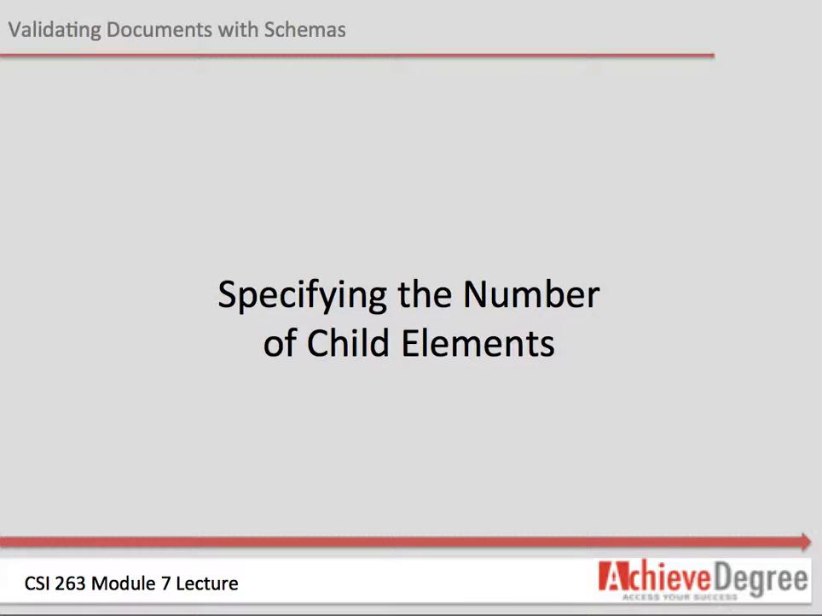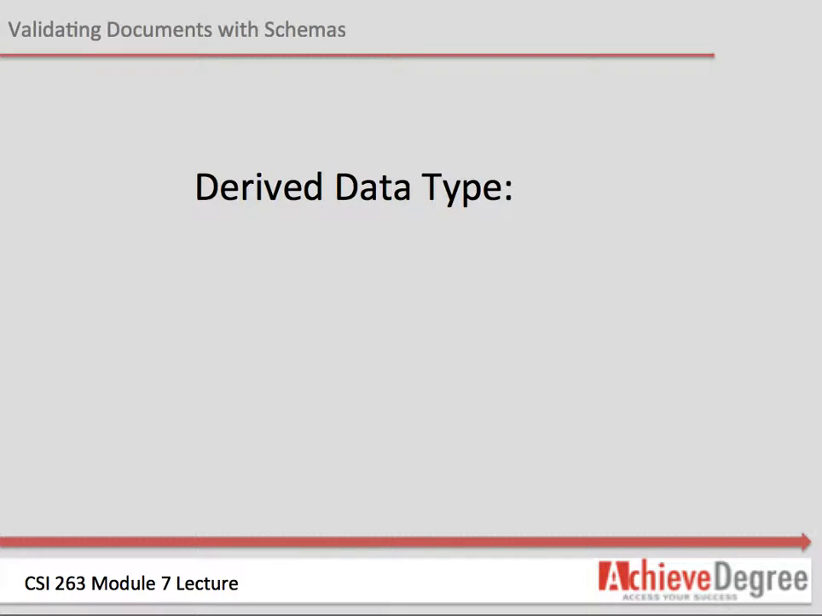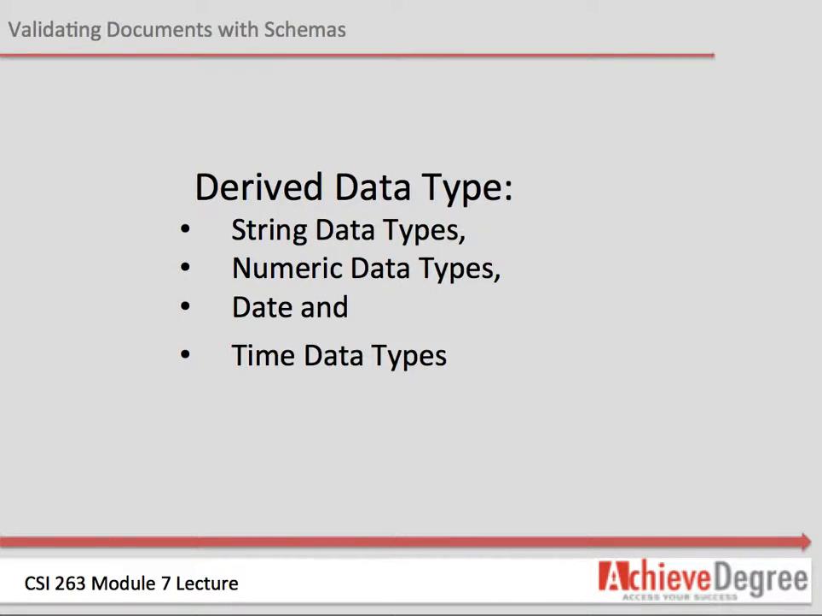Validating the schema document. Applying a schema to an instance document. To declare the XML schema instance namespace, you add a second attribute to the root element to specify the location. XML schema divides its built-in data types into two classes, primitive and derived. A primitive data type, also called a base type. A derived data type is one of 25 data types that are developed from one of the base types: string data types, numeric data types, date and time data types.